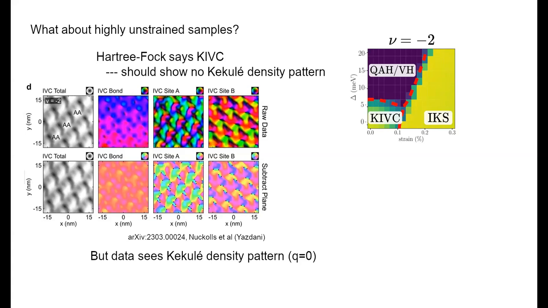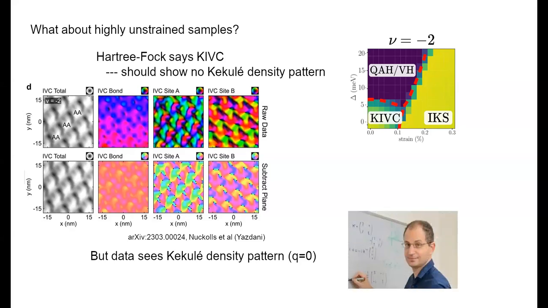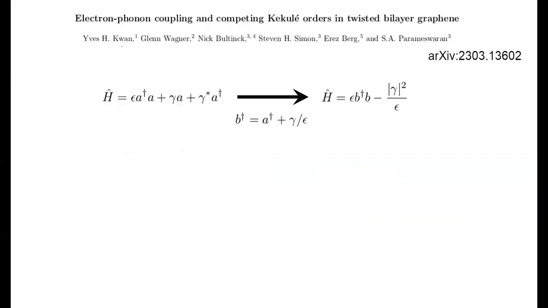They're completely periodic. So there's no incommensurate wave vector, but it also doesn't match KIVC, because KIVC shouldn't have a Kekule pattern at all. So we were really scratching our head over this, and we couldn't figure out what was going on. And then this guy who was here a few moments ago but left said, well, phonons, of course, and he was right.